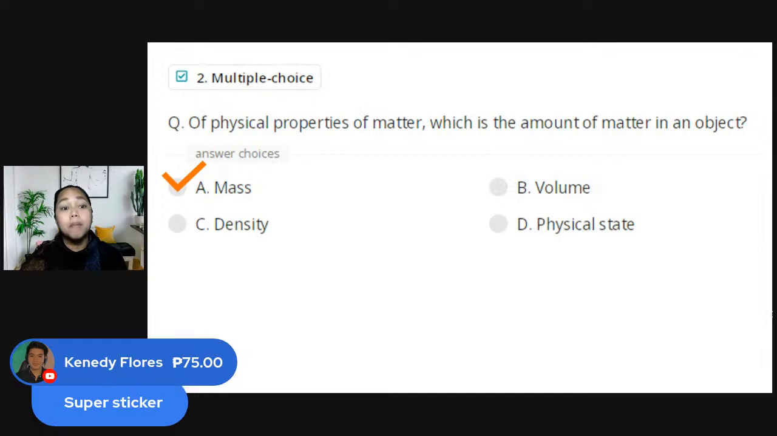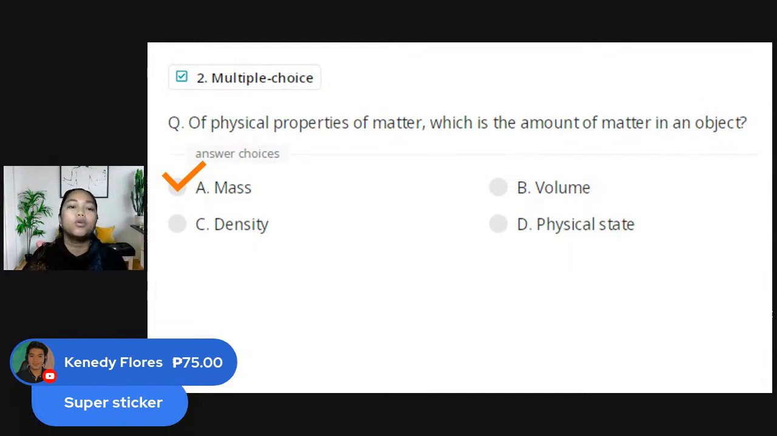Yung weight mo po ay magbabago dahil yung weight, you solve this by multiplying the mass by the gravitational pull. So on Earth, your gravitational pull is fixed at 9.8 meter per second squared. So i-multiply mo yung mass mo by 9.8 meter per second squared, and you will be able to get your weight. Now, if you are taken to the moon, iba naman yung gravitational pull sa moon, no? It is less than the gravitational pull on Earth. And so your weight on the moon is going to be less than your weight on Earth. Okay? Pero yung mass mo would be the same.